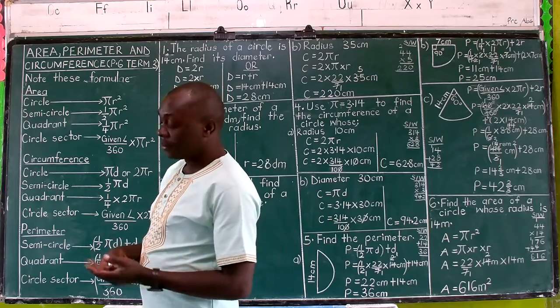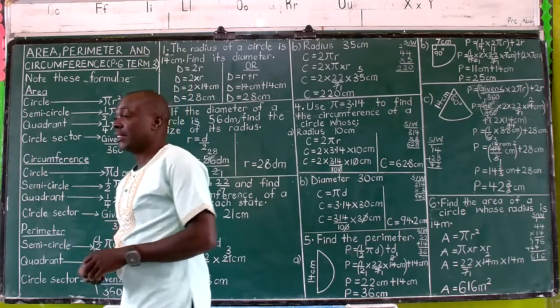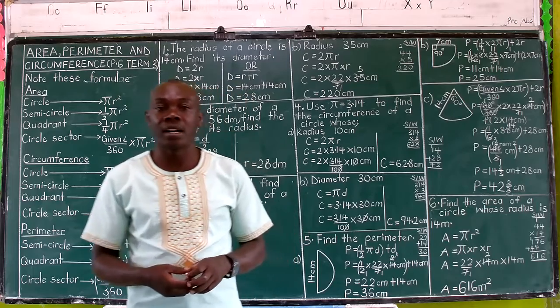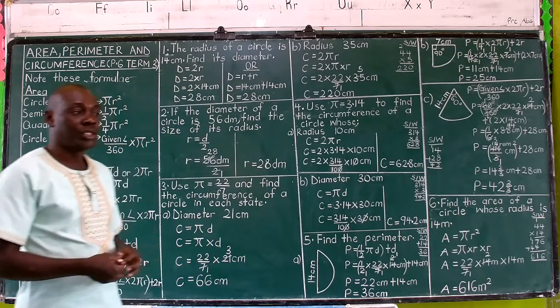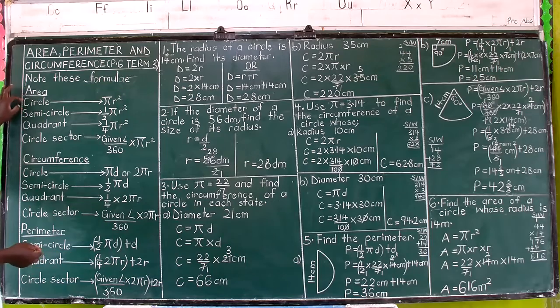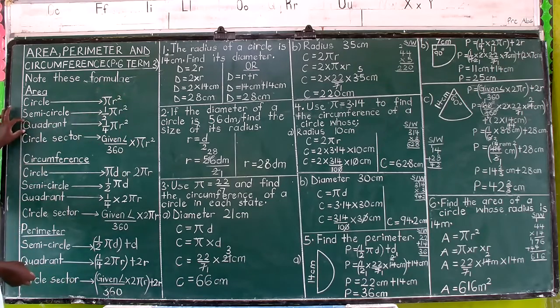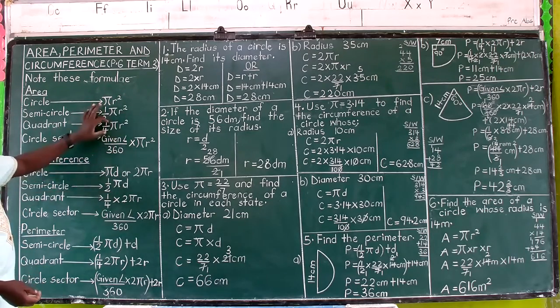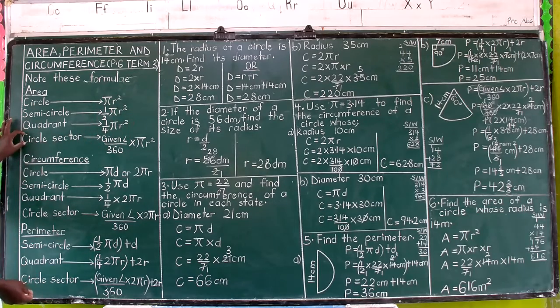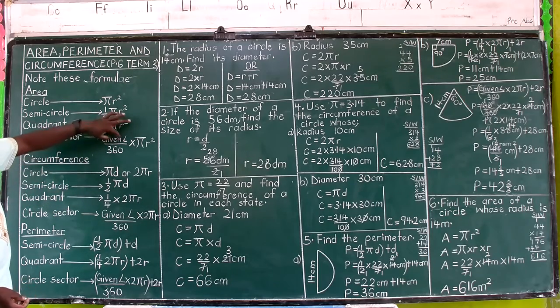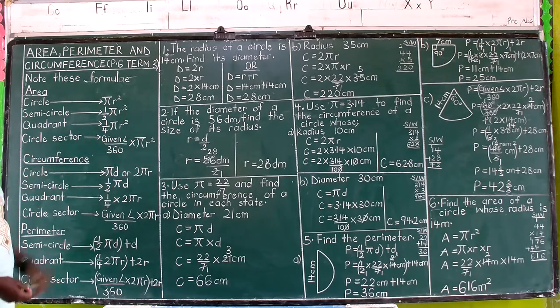As we look at them, we must note these formulae and take account of them. The area of a circle is pi r squared. The area of a semicircle is a half pi r squared. The area of a quadrant equals a quarter pi r squared. Then the area of any circle sector, apart from these two, is the given angle out of 360 times pi r squared.